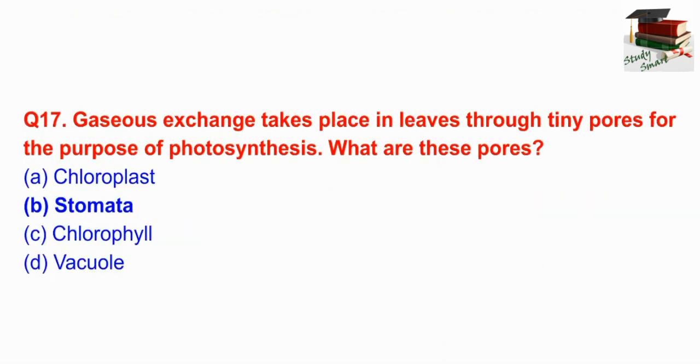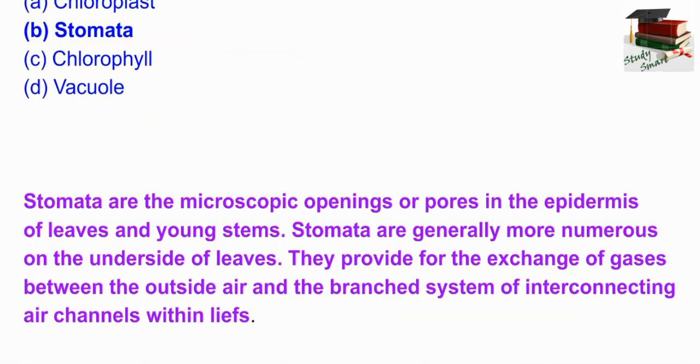Now see next question. Gaseous exchange takes place in leaves through tiny pores for the purpose of photosynthesis. What are these pores? Option A, chloroplast. Option B, stomata. Option C, chlorophyll. Option D, vacuole. So right answer is option B, stomata.